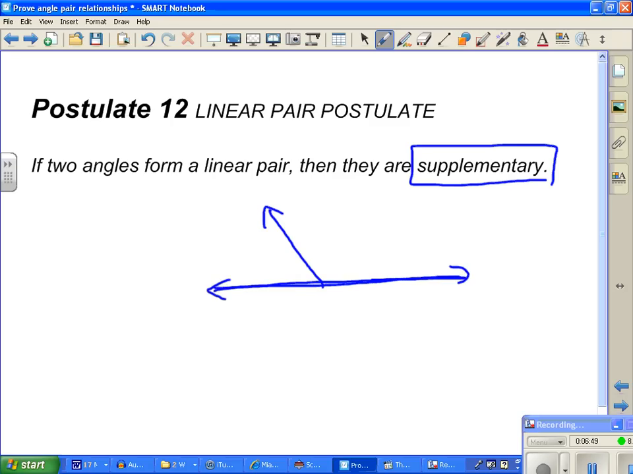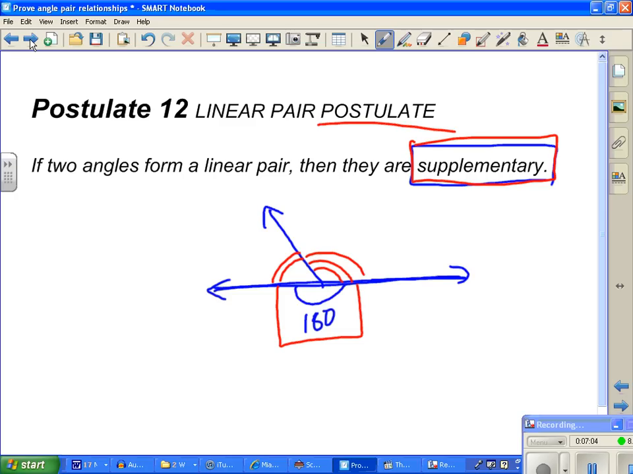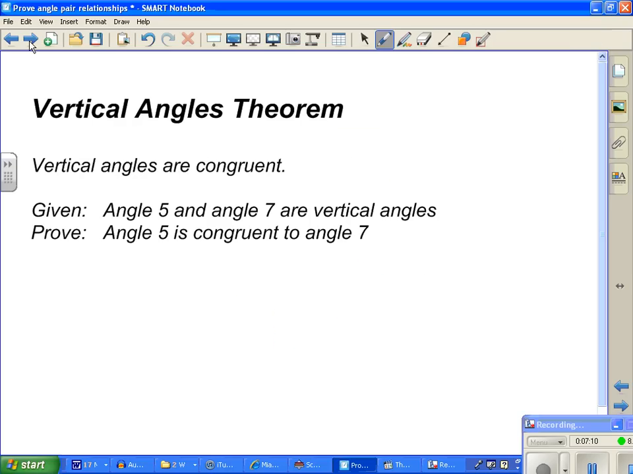This is a straight line down here. That means this angle is 180 degrees. So that does make sense that this angle plus this angle is going to equal 180 degrees. Yes, they are supplementary. And that's a postulate. We do not have to solve it. Okay, if two angles form a linear pair, they are supplementary. We know that. Okay, good enough.